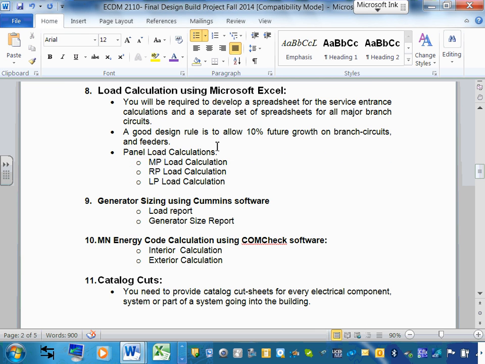Load calculation. For the load calculation, I have some description, but typically here are the 3 loads that you need to do. Main panel, receptacle panel, lighting panel. These are 3 separate panels going to be installed in your building. You guys are supposed to do them. Look at that, 10% growth on that. Again, you don't have to know this information, but be aware when you do load calc. I can't remember which week we're doing load calc. You're going to go to that item and read it, and I'll be reminding you guys what the requirement is for it.